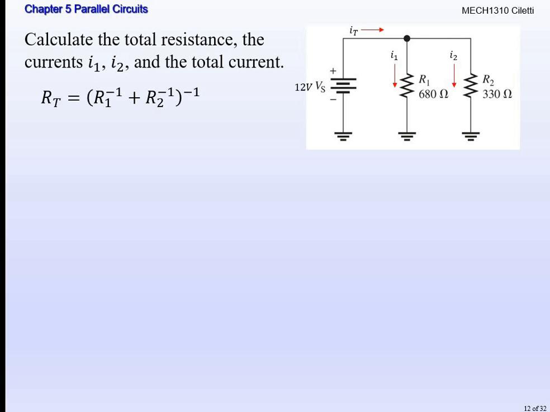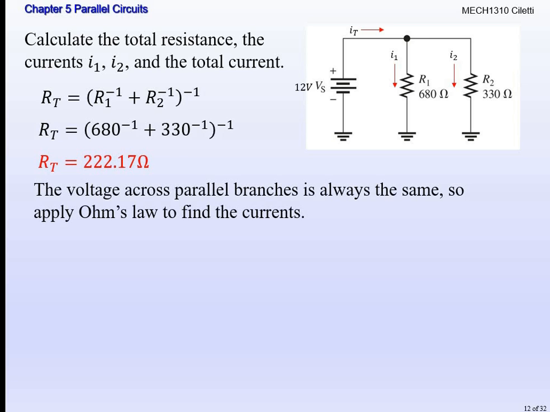If you look for 1 over x on your calculator, if you hit second 1 over x, it should be like that inverse button on there. All right, substitute in the values. And we should get the total resistance is roughly 222 ohms. That's less than 330. That means we did the calculation correctly.